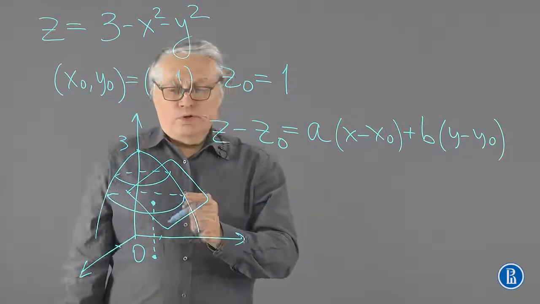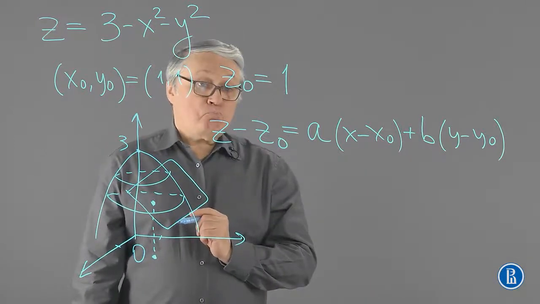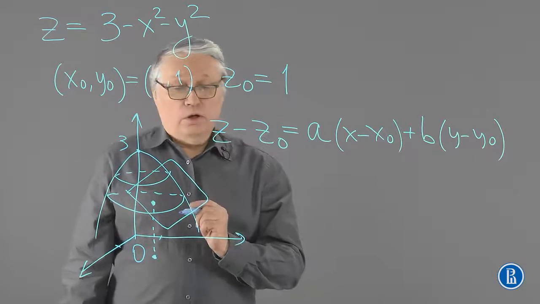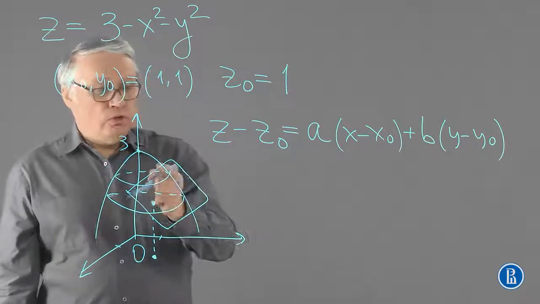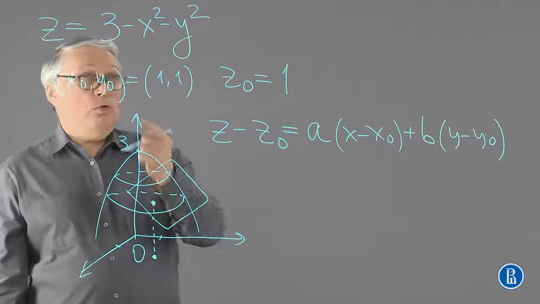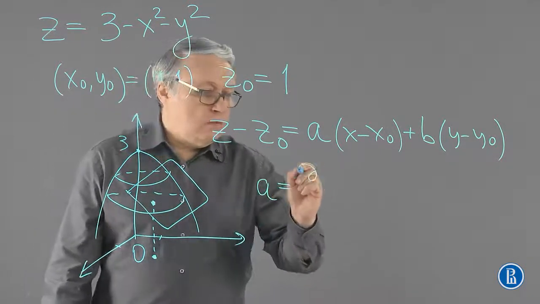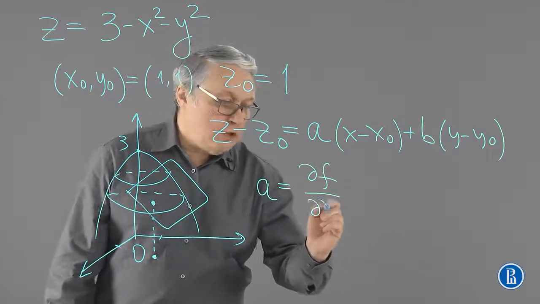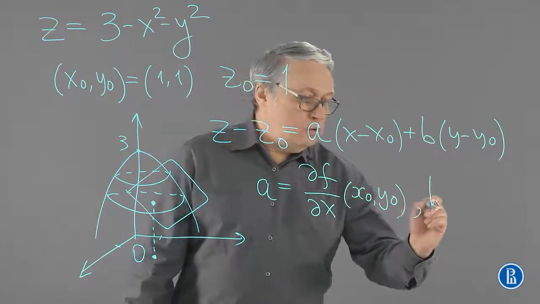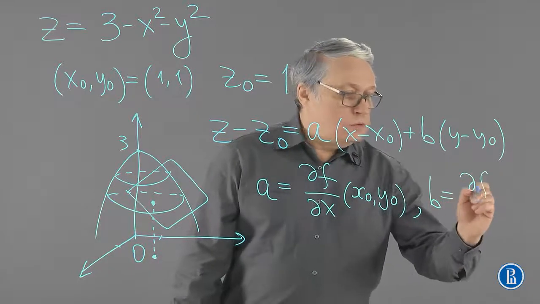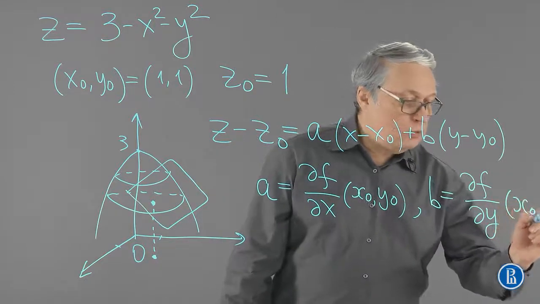What can we say about this particular tangent plane? There is a theorem which claims that we can find the equation of the tangent plane to a surface, which is a graph of a particular function, if a is the partial derivative of function f with respect to x taken at x0, y0, and b is the partial derivative with respect to y taken at the same point.